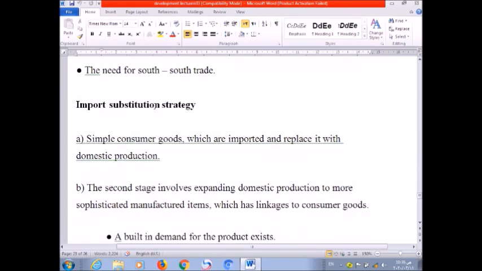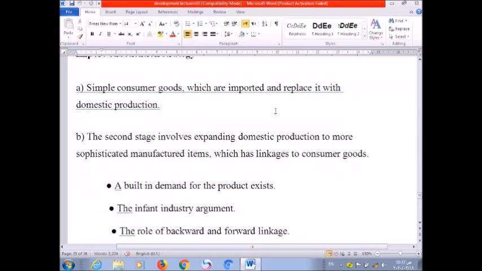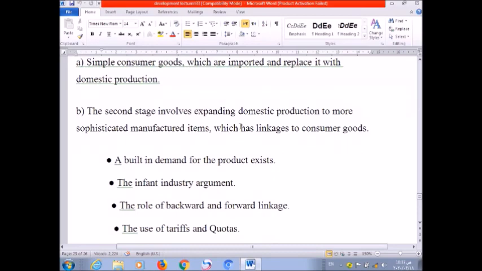First, the import substitution strategy, IS, meaning import substitution. Simple consumer goods which are imported are replaced with domestic production. The second stage involves expanding domestic production to more sophisticated goods, meaning high technology manufactured items linked to consumer goods, where built-in demand for the product exists.